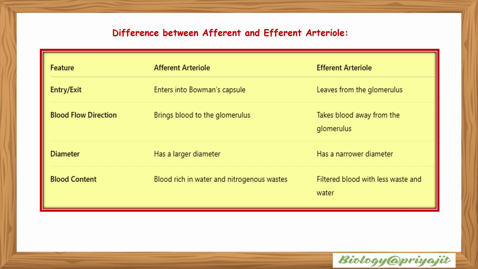The afferent arteriole has a larger diameter. The efferent arteriole has a narrower diameter. The afferent arteriole carries blood rich in water and nitrogenous waste. The efferent arteriole has filtered blood with less waste and water.